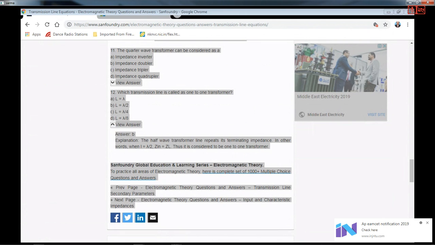The second one is gamma equal to -1. That is when the line is terminated with a short circuit, then gamma is going to be -1, or ZL is going to be 0, and when you substitute gamma equal to -1 in your expression for S, you are going to get it as infinity.